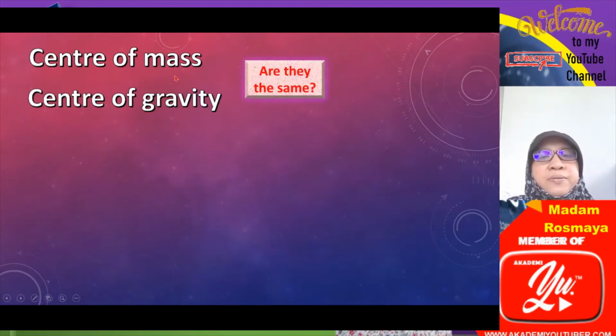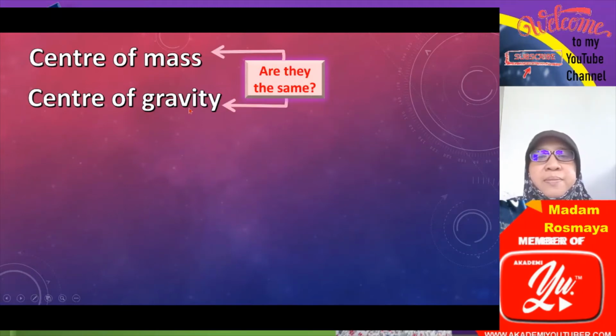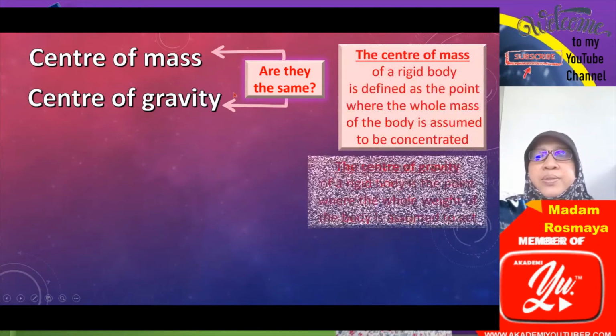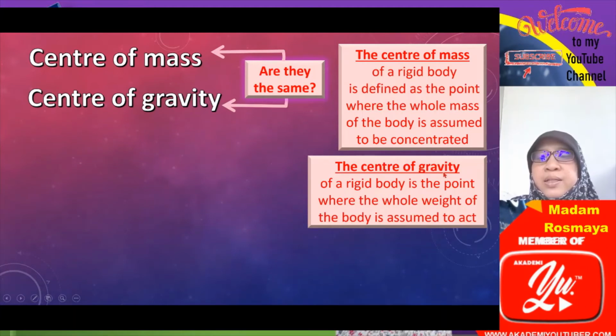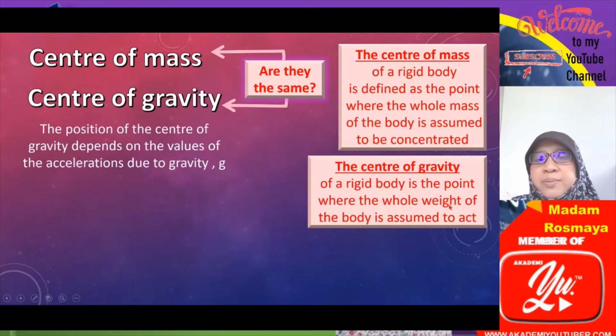What is the difference between center of mass and center of gravity? Are they the same? So center of mass, the definition just now, is the point where the whole mass of the body is assumed to be concentrated. For center of gravity, it means the point where the whole weight of the body is assumed to act. Okay, here it involves weight, but center of mass involves mass. So that's because of the word here, weight.